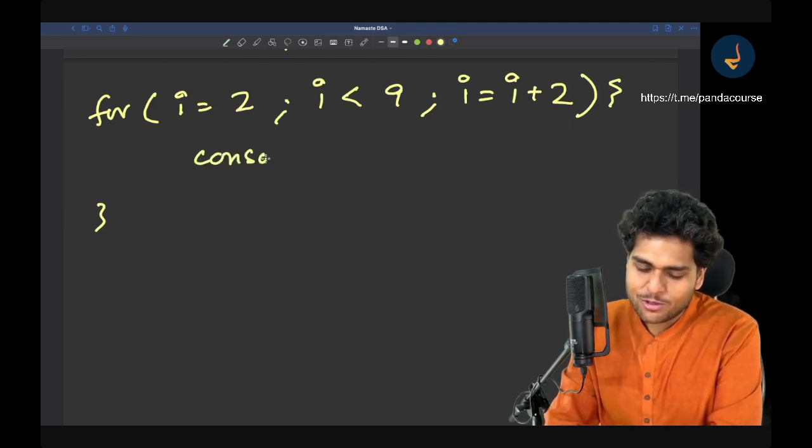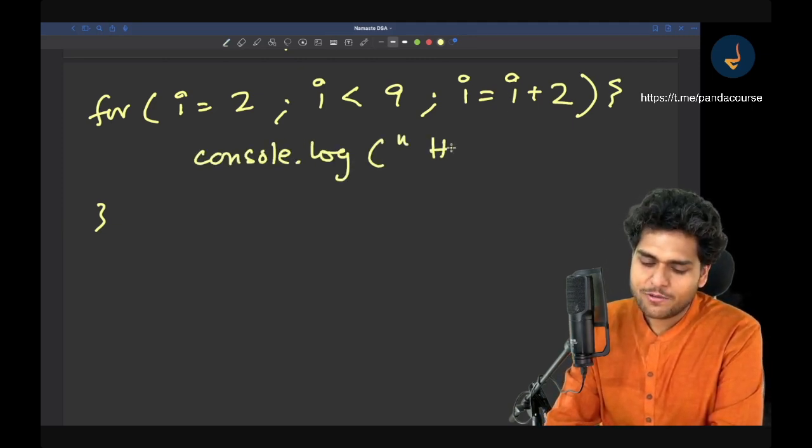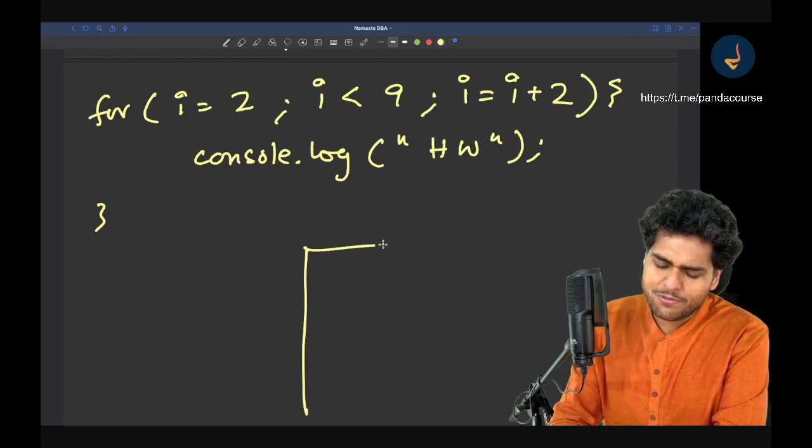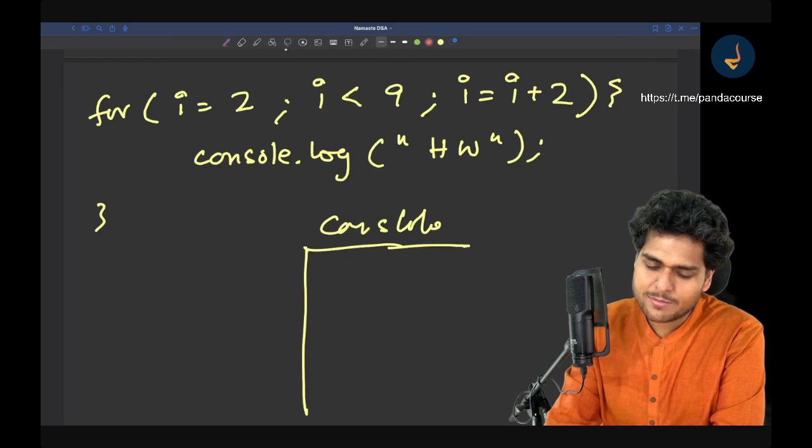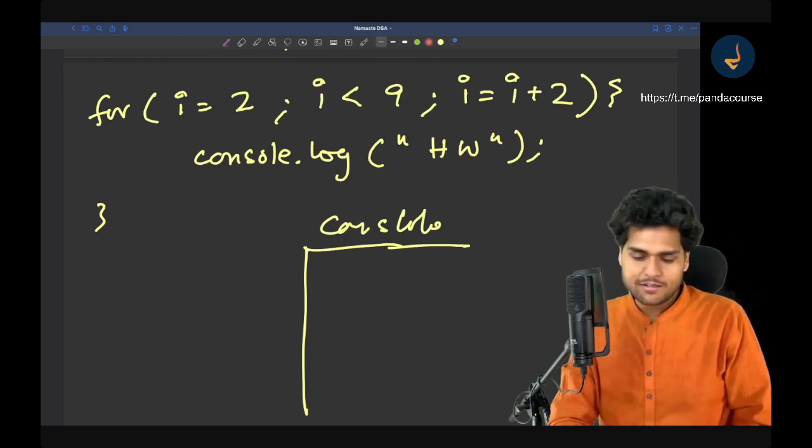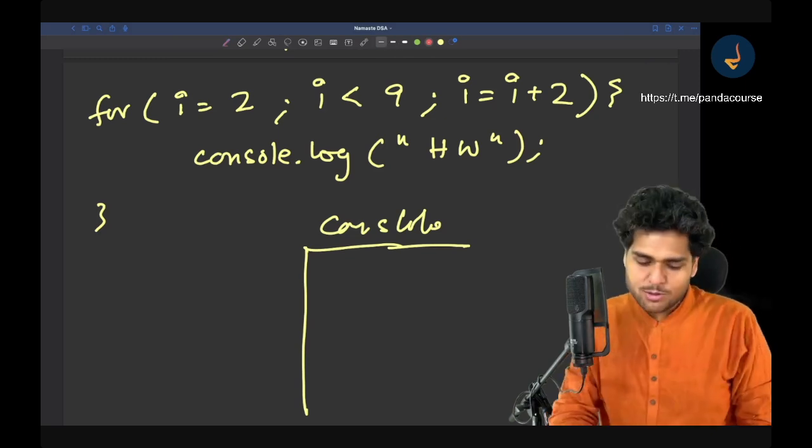Then console.log of "hello world". Can you do this yourself? Can you tell me the output of this, please? Try to dry run it. Let me dry run it. If you are able to solve it, just check your answer.